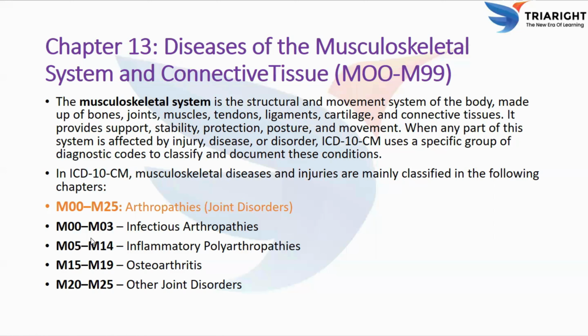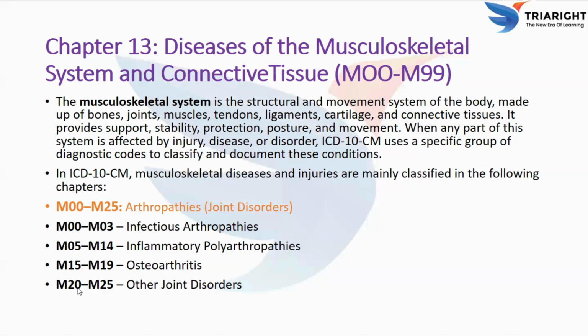The M05 to M14 code range describes the inflammatory polyarthropathies. This involves inflammation of multiple joints, often due to autoimmune diseases. The most common examples here are rheumatoid arthritis, gout, and psoriatic arthritis. What do we mean by the term polyarthropathy? Poly means many, arthro means joint, and pathy means disease. These are typically chronic, systemic, and require long-term management.